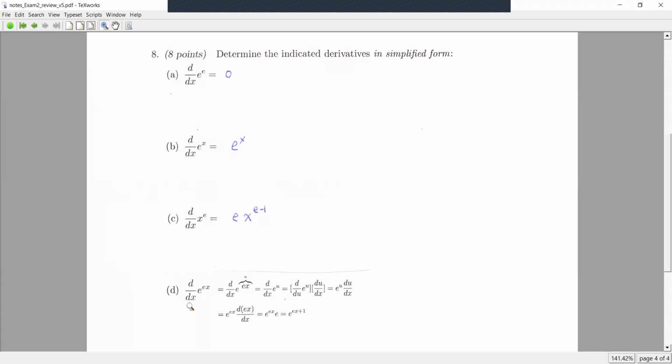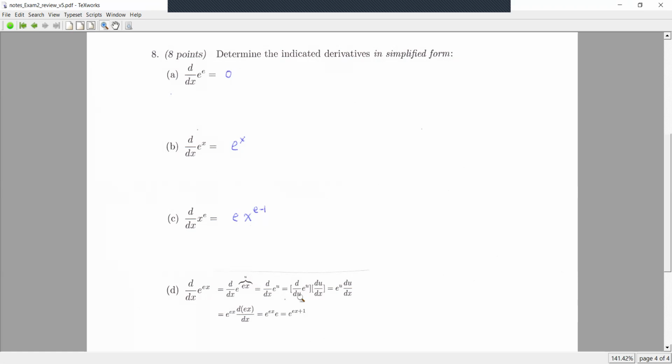Part D. The derivative of e to the e times x. To compute this derivative, we need to simplify the function. I let u denote the power e times x. Then the function becomes e to the u. To compute the derivative of e to the u with respect to x, we need the chain rule. Write this derivative as the product of these two derivatives.